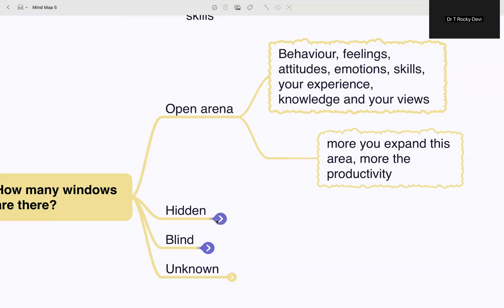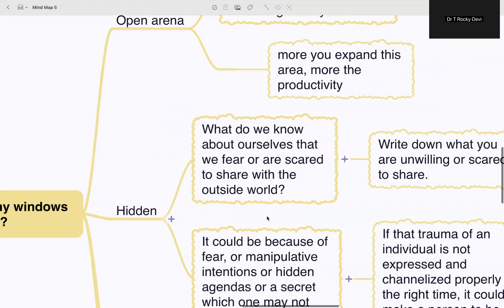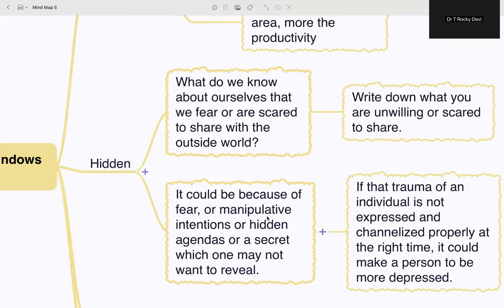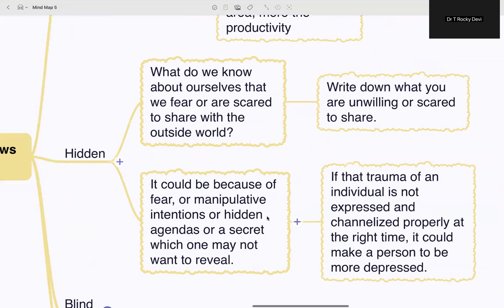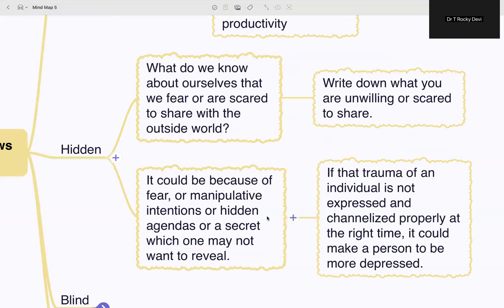And you have to make that area big, because when you become a manager, you need to make others know what exactly you are expecting out of them when things are given to them to complete the task. Hidden part. So the hidden is, what do we know about ourselves that we fear or are scared to share with the outside world? Why are you not sharing with the outside world? Write down what you are willing or scared to share, because why we hide from someone else is we may be afraid that we will be judged, we'll be given comments, and that makes us hesitant to show that behavior or characteristics of ourselves.